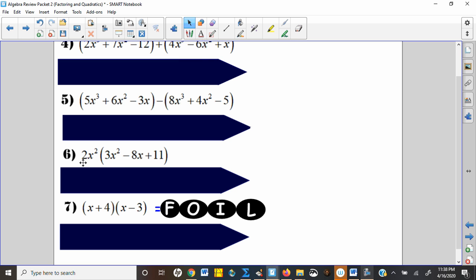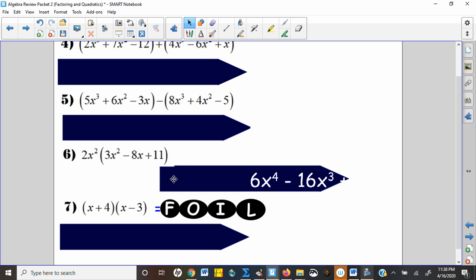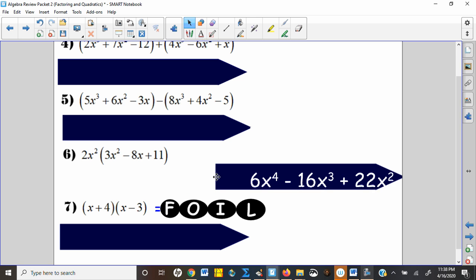But 2 times 3 is obviously 6, and x squared times x squared, you have to add the exponents, because 2 x's times another 2 x's, I'm really multiplying 4 x's, right? So that would be 6x to the 4th minus, what, 16x to the 3rd power, 16x cubed, and then plus 22x squared. So there you go.